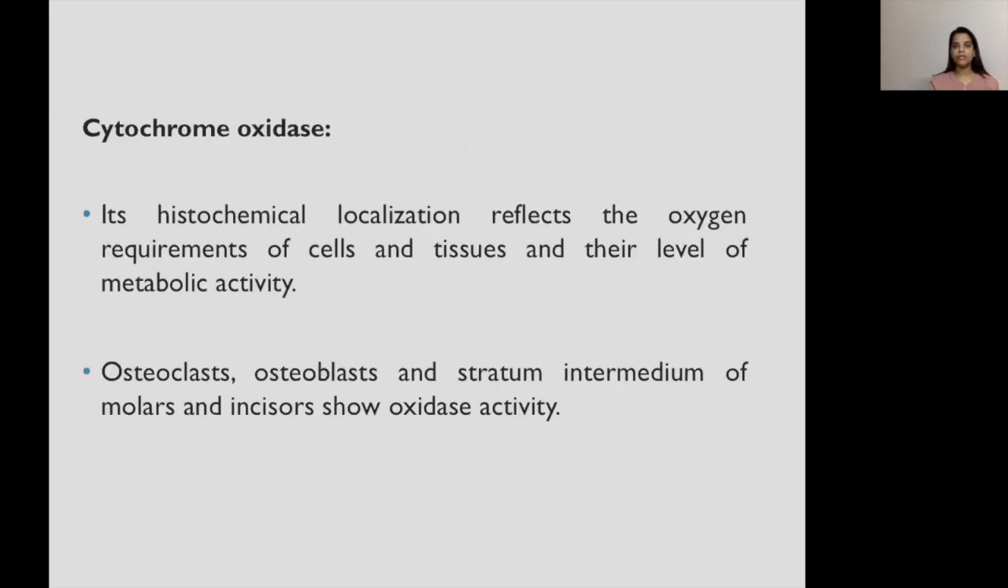Then there is cytochrome oxidase. Its histochemical localization reflects the oxygen requirement of cells and tissues and their level of metabolic activity. Osteoclasts, osteoblasts, and stratum intermedium of molars and incisors show oxidase activity.